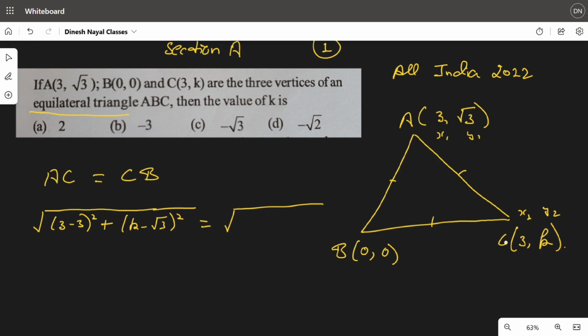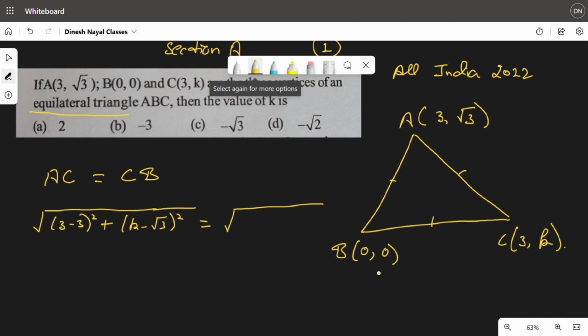Now in CB, consider this as x1, y1, and this as x2, y2. This is just for reference, because it becomes easier to apply the formula. So now x2 minus x1 whole square, that is 3 minus 0 whole square, plus y2 minus y1 whole square, which is k minus 0 whole square.